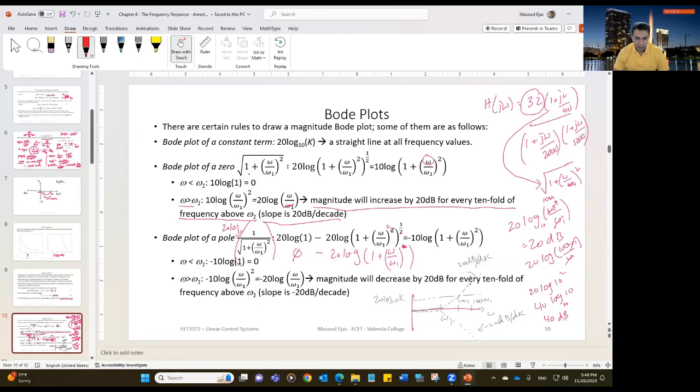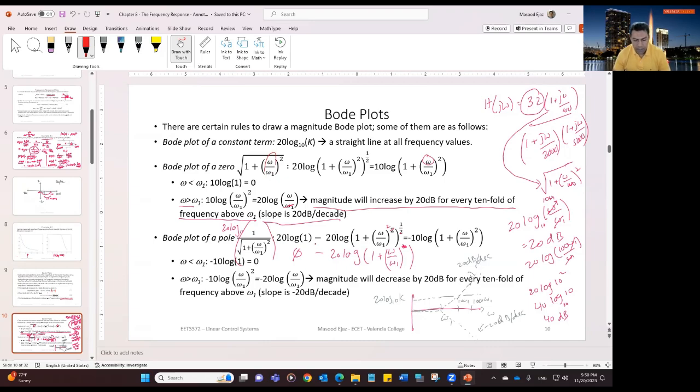If you have a real zero in terms of 1 plus j omega over omega 1, then the Bode plot of the magnitude will simply be the square root of 1 plus omega over omega 1 squared. We do some approximations, because the Bode plot is an approximate plot. If omega 1 is quite a bit greater than omega, then we ignore the omega term and assume that 1 is predominant, and log of 1 is 0. So up to omega 1 we assume that the Bode plot of this factor is 0.